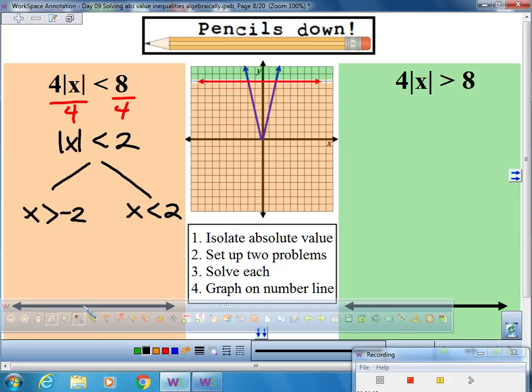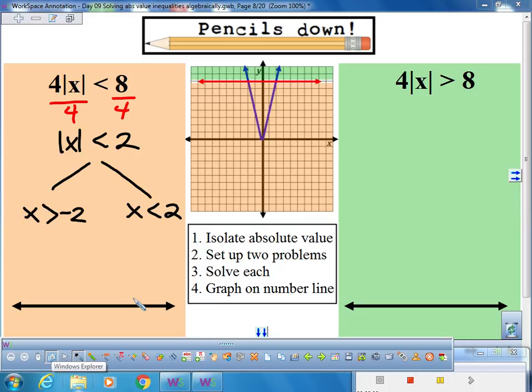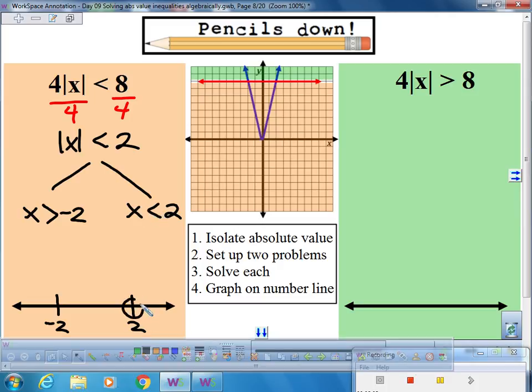So when I do my number line, I have a 2 and I have a negative 2. And x is less than 2 means it's going to be going this way. And x is greater than negative 2 means it's going to be going this way, which is significant with our sign right here that said less than, right? Matches.